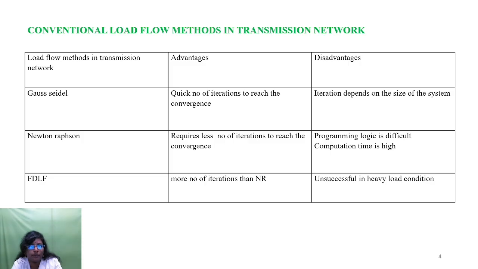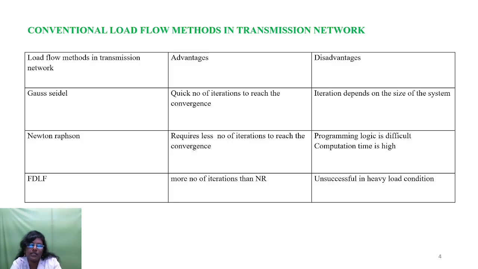Gauss-Seidel needs only a small number of iterations to reach convergence per step, but the main disadvantage is that it is iteration based. If the system size is very large, it takes more iterations to reach convergence, so the iteration count is directly proportional to the size of the system. The next conventional method is Newton-Raphson. Newton-Raphson requires fewer iterations to reach convergence, but the disadvantage is that the programming logic is very difficult and the computational time is also very high.